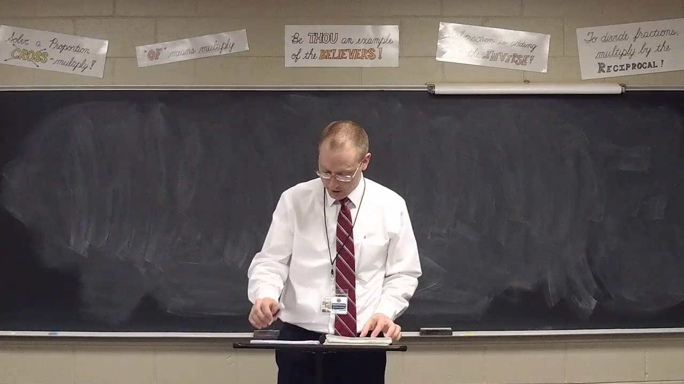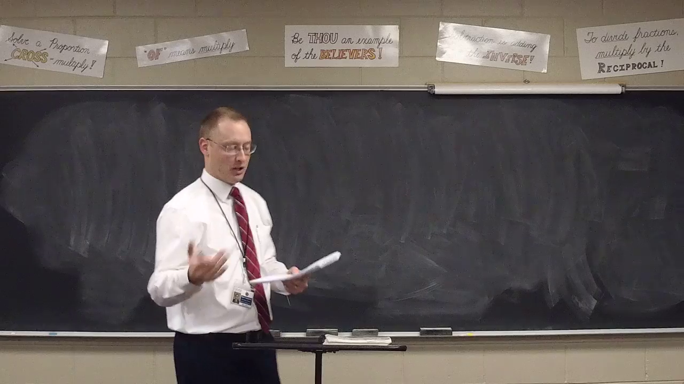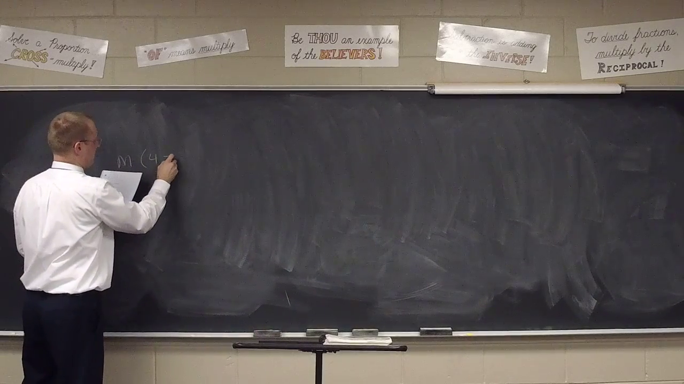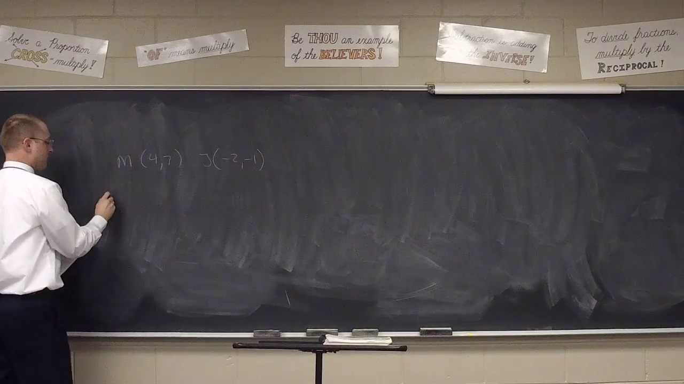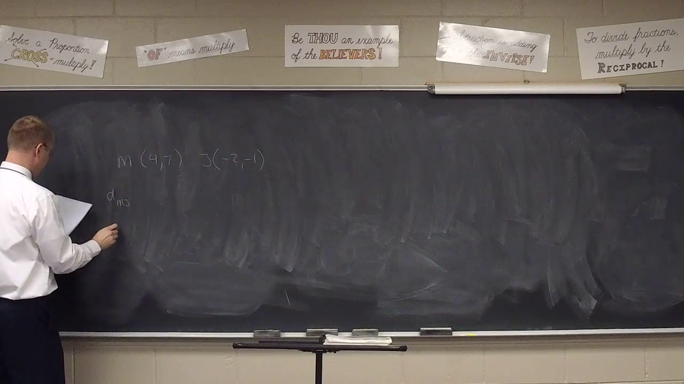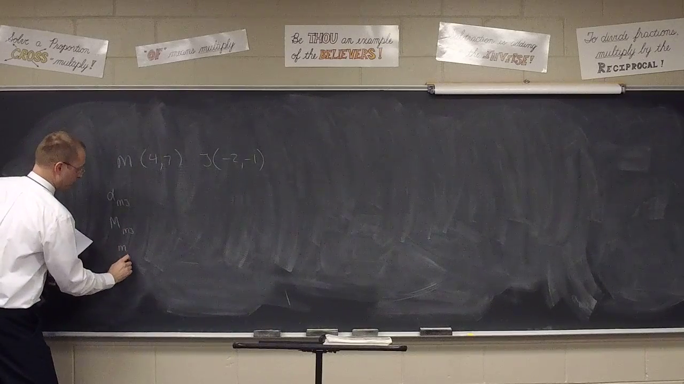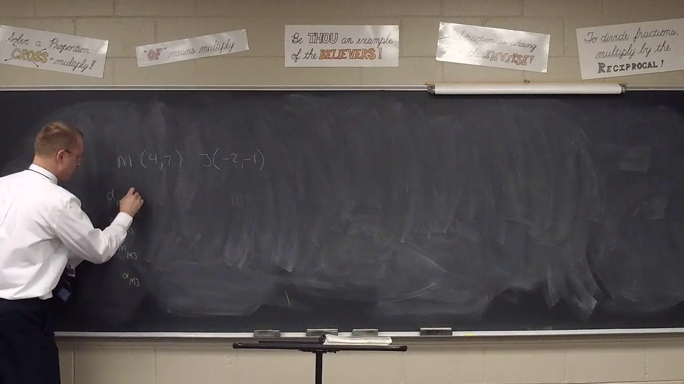All right, have your homework out if you would, please. And I want to start by looking at the second thing that I gave you. I gave you 2 points. M was the point (4, 7), and then J was the point (-2, -1). And I wanted you to find the length of MJ, the midpoint of MJ, the slope of MJ, and the angle of inclination of MJ.